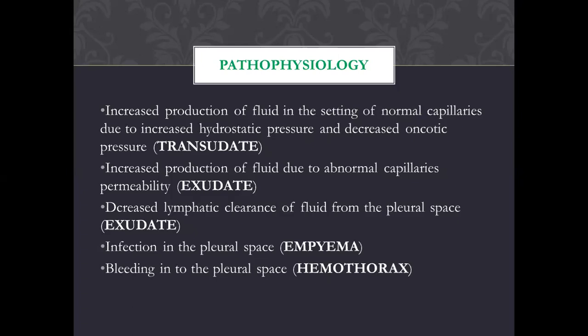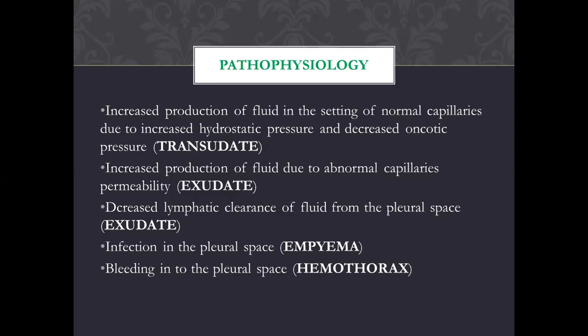Hydrostatic pressure is due to the plasma within the vessels, which tries to push the fluid out of the vessels, while the oncotic pressure is due to the presence of proteins within the plasma or blood, which tries to maintain the fluid within the vessel walls. So in case of a transudative pleural effusion, there is an increased hydrostatic pressure and decreased oncotic pressure. While in case of exudative pleural effusion, there is an increased production of fluid due to abnormal capillary permeability. So there is more fluid within the pleural space.